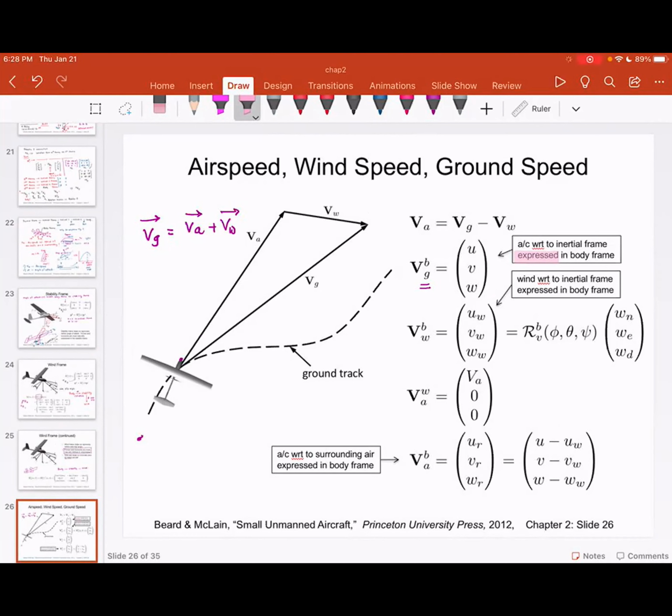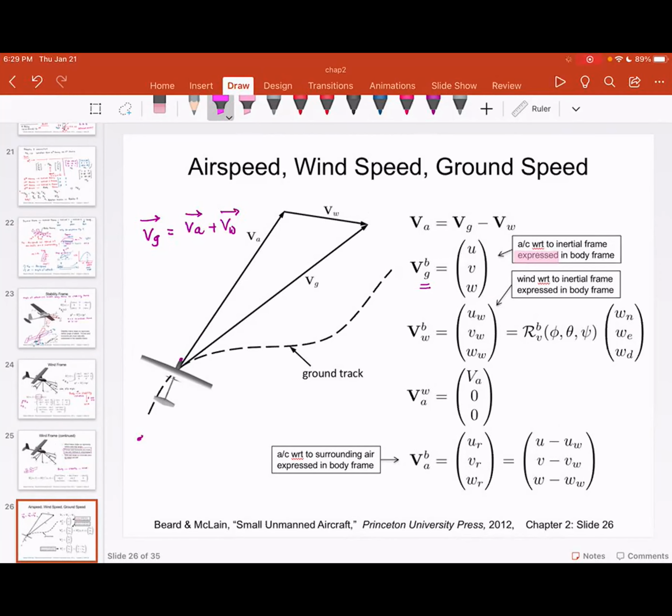The next thing is the wind speed. Wind speed is typically given again in the inertial frame, and the reason for that is that there are charts and relations between the wind speed and altitude, longitude, and latitude.